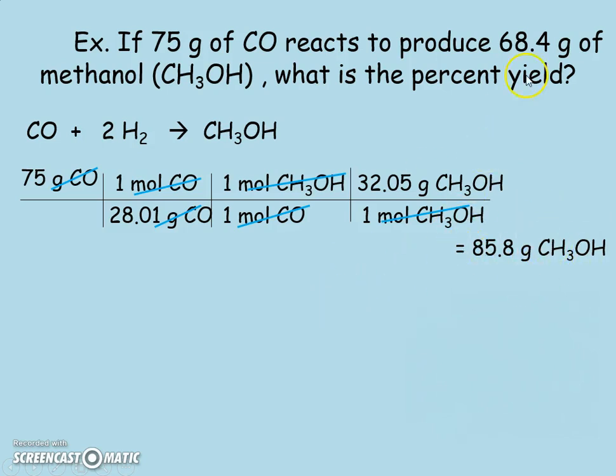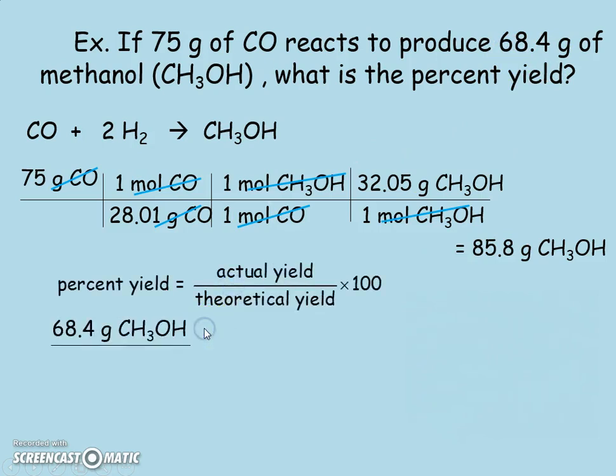So then you'll want to take the actual yield, which is up here, and divide by your theoretical yield, which I guess I accidentally did a point off, and that is equal to 79.8%.